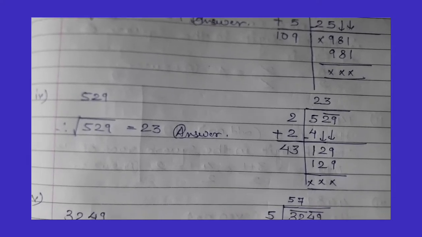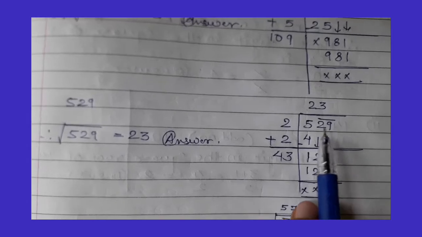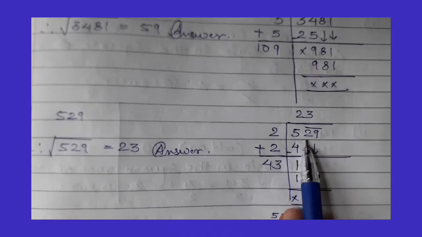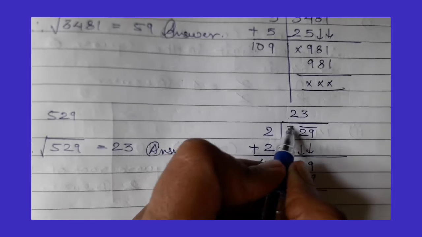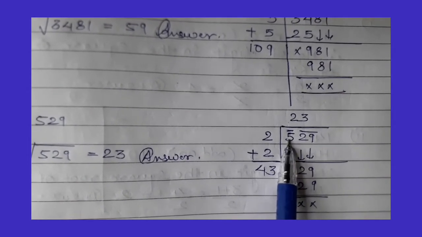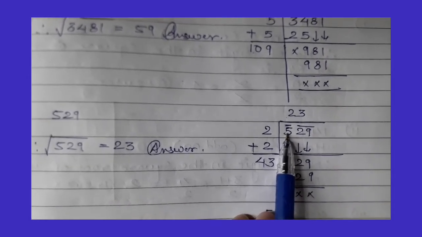Okay, next student, next question 529. So here you can see this is a 3-digit number. Okay, so again the same process we will follow. We'll make pairs from units place, pairs of 2 2. So this is first pair, and since there is only one digit, we'll take here only one digit. Now one digit, so we should choose such a number whose square is less than or equal to 5.